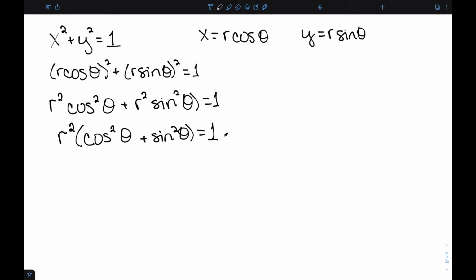And using our Pythagorean identity, cosine squared plus sine squared is equal to 1. So this tells me that r squared is equal to 1. Taking the square root would give me the equation r equals 1 as the polar version of the equation x squared plus y squared equals 1.